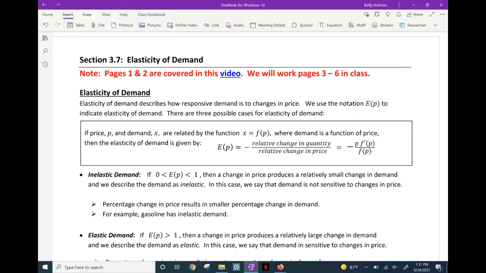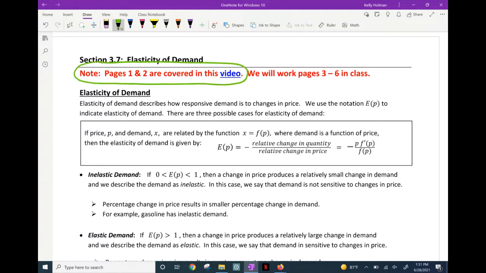And I did make a video, and I linked it in the calendar to watch before class, that explains pages 1 and 2. There's no calculus in page 1 and 2. Page 1 and 2, those are like the business ideas. We're going to talk about them briefly, but if you want more in-depth conversations about that, you can watch that video. We're going to work the calculus, pages 3 through 6 in class.